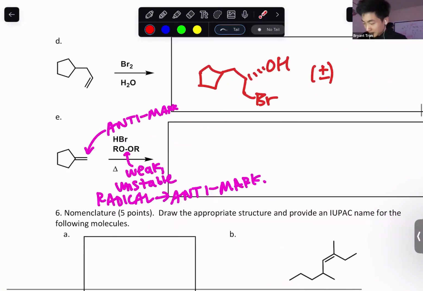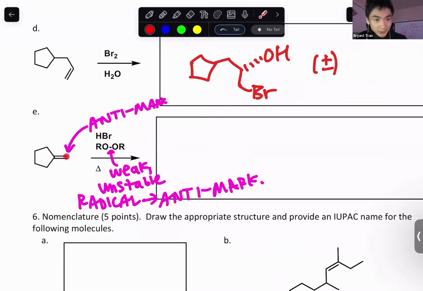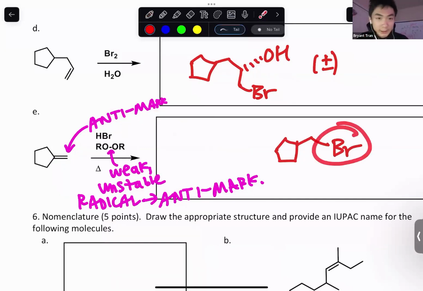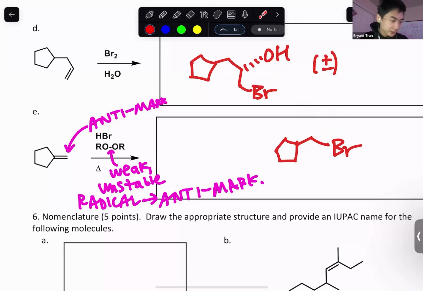Right. So since this is the anti-Markovnikov position or the less substituted position, we're going to attach bromine on that carbon like that. And I'm not putting wedges or dashes here because that's not a chiral center, right? We only put wedges or dashes on chiral centers. There's two hydrogens here, so that's not a chiral center. Flat bond right there.